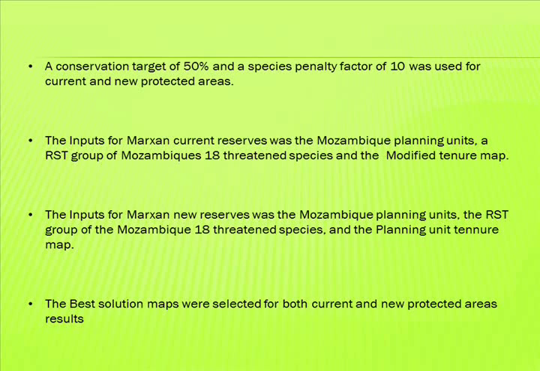The inputs for Marxan current reserves were the Mozambique planning units, a raster group of Mozambique's 18 threatened species, and the modified tenure map. The inputs for Marxan new reserves were the Mozambique planning units, the raster group of Mozambique's 18 threatened species, and the planning unit tenure map. The best solution maps were selected for both current and new protected areas.